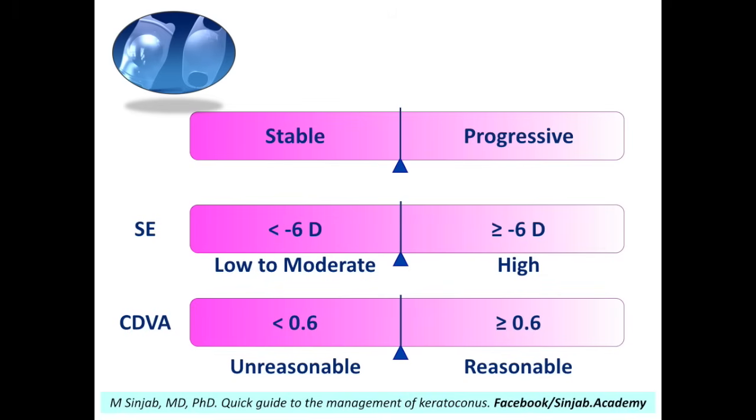And sometimes we do intracorneal rings in order to regularize the surface of the cornea and to improve the unreasonable corrected visual acuity. Then we can treat the high refractive error by implanting the phakic IOL. So in other words, for phakic IOL alone, the best situation to do this option is when the case is stable, the spherical equivalent is high, and the visual acuity is reasonable.